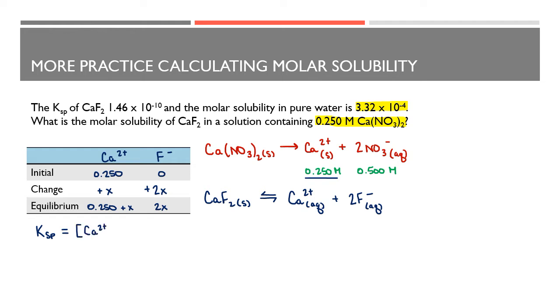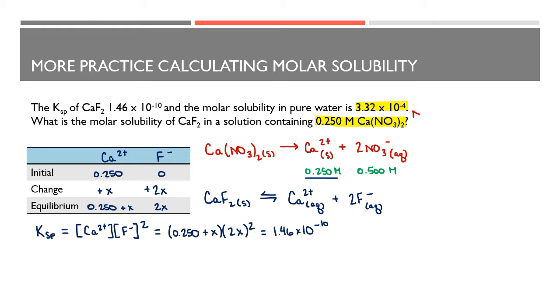Now I'm going to write my KSP, and that's going to be equal to the concentration of the calcium ion multiplied by the concentration of the fluoride ion raised to the second power. Now I'm going to substitute in my X values, so that KSP is equal to 0.250 plus X, and we'll multiply that by 2X, and we'll raise the 2X to the second power because that fluoride ion has a coefficient of 2 there. That's all going to be equal to 1.46 times 10 to the negative 10th.